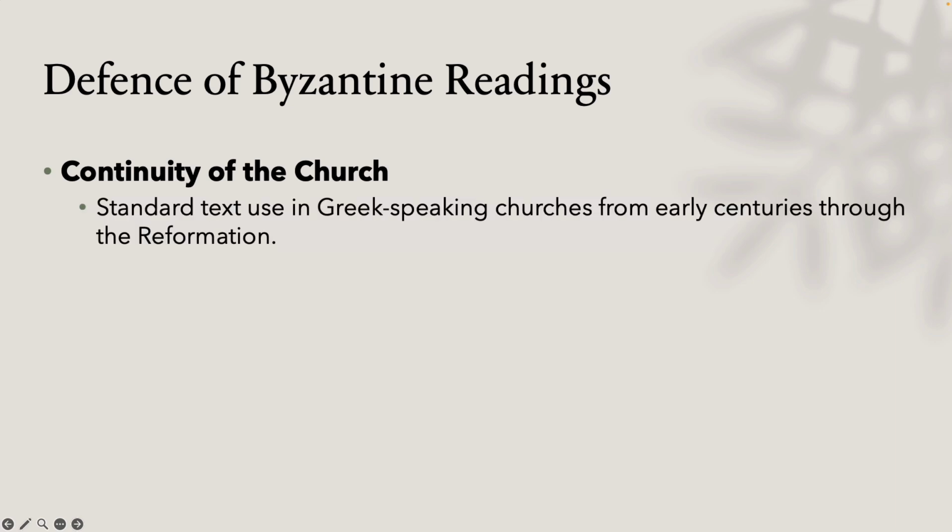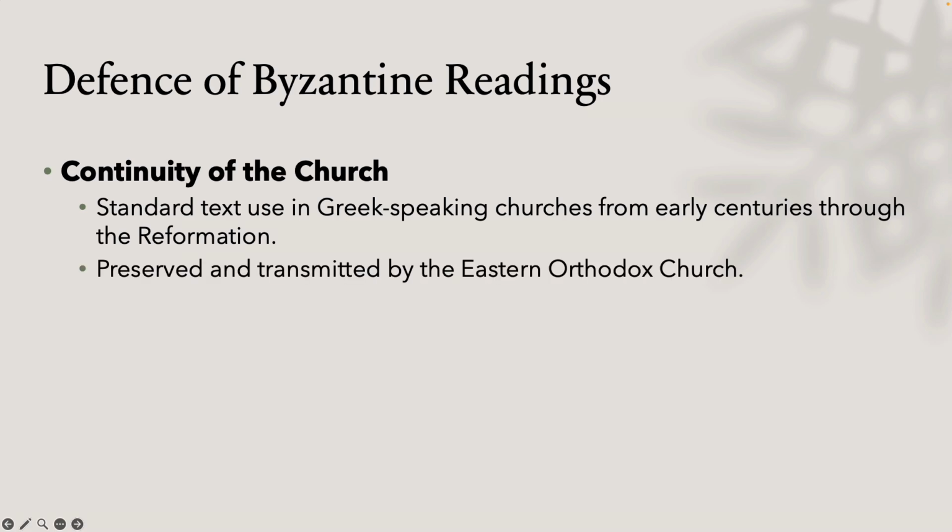The other one is the continuity of the church. So the standard text used in Greek-speaking churches from the early centuries through the Reformation was the Byzantine text. It was preserved and transmitted predominantly by the Orthodox Church, because that was the area. So they were sort of responsible for copying and bringing that in, because that was where it was predominantly found and used. Yeah, and providentially, that shows why there was a continuous, much more stable text.